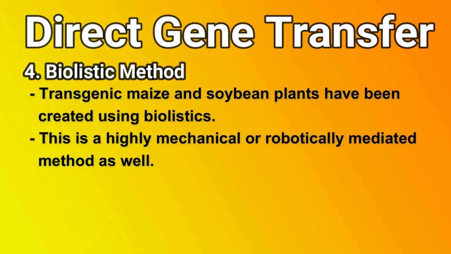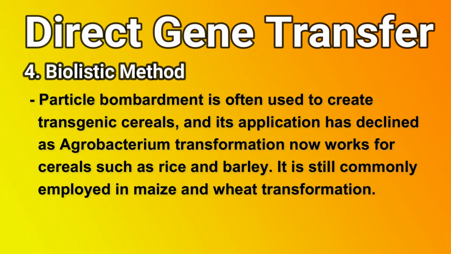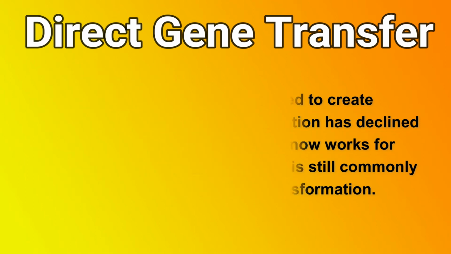This is a highly mechanical or robotically mediated method as well. Biolistic bombardment is often used to create transgenic cereals, and its application has declined as Agrobacterium transformation now works for cereals such as rice and barley. It is still commonly employed in maize and wheat transformation.